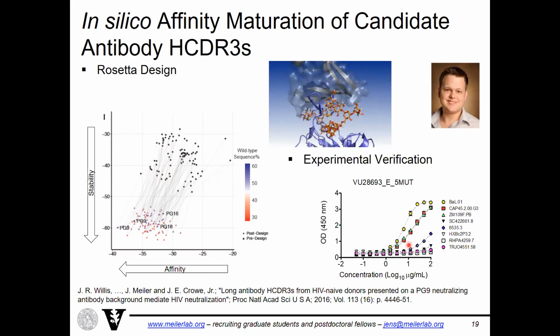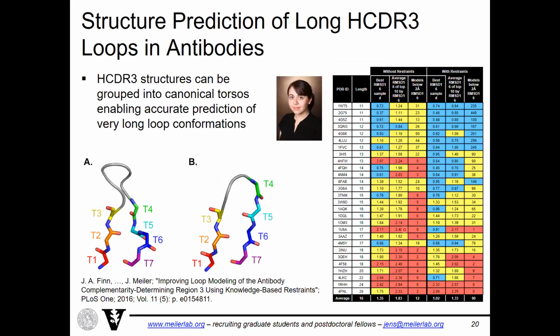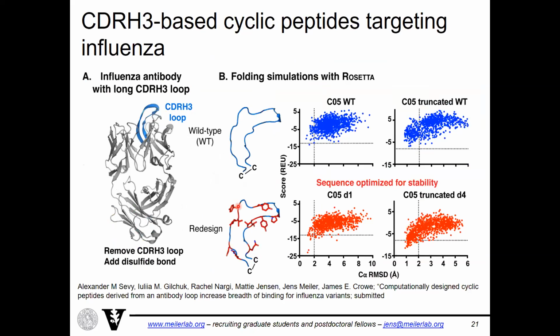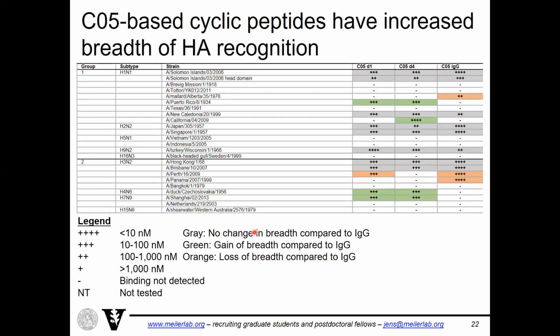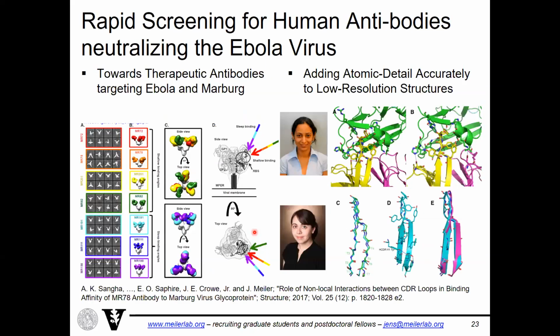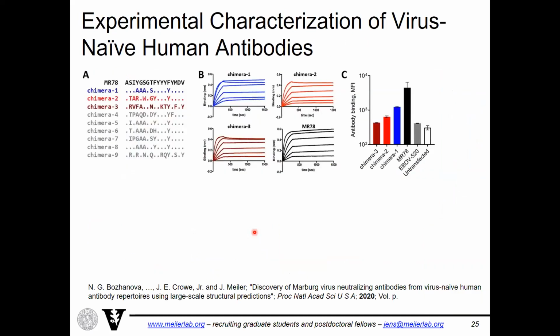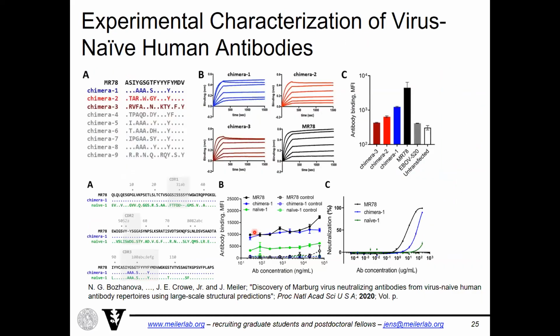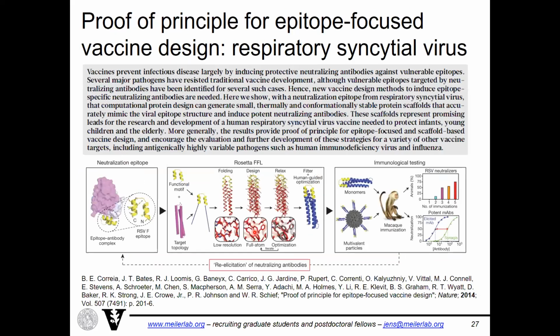Now, 5 minutes out of only 5 minutes left, so let me jump a little bit ahead and tell you a few other stories. We can turn these long CDR3s also into small peptides and stabilize them and get high affinity binding. I will skip this particular story. This is all published. This is screening for Ebola and Marburg antibodies. I will skip that to talk just about one last project on epitope-focused vaccine design.